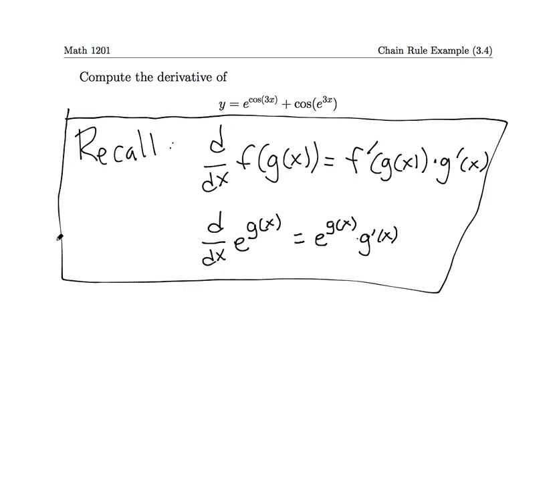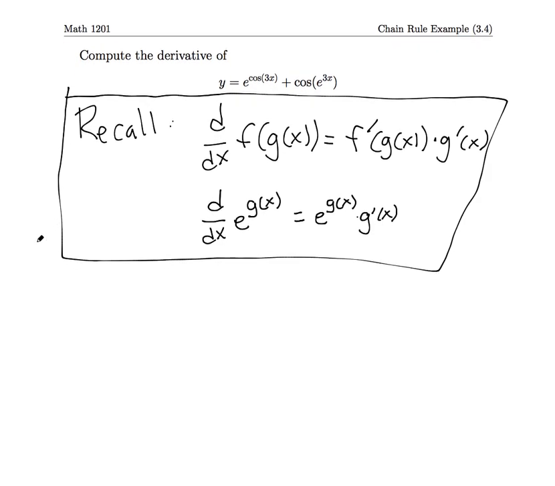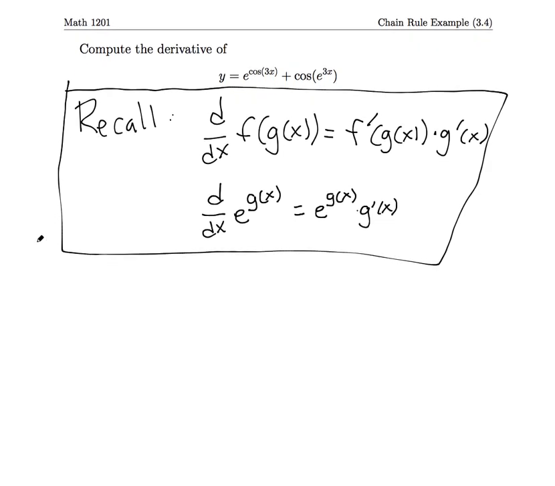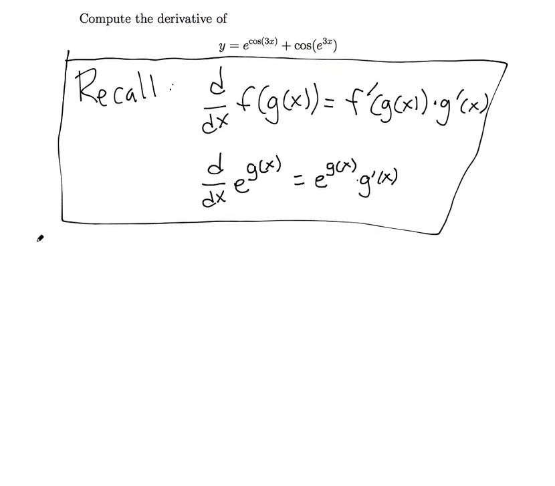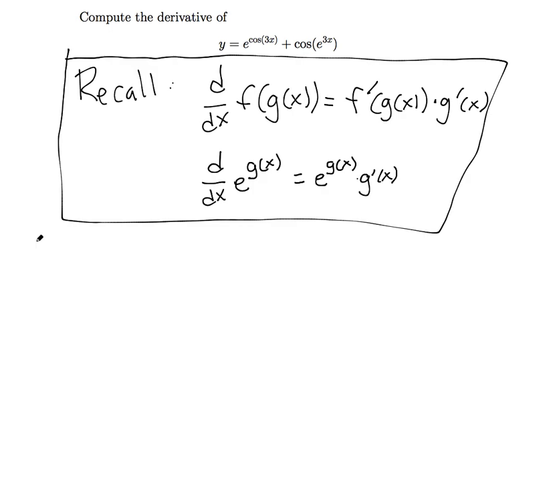Okay, and so now let's go ahead and apply those. Looking at our function here, we'll take the derivative of each term separately. I'll start by computing the derivative of e to the cosine of 3x. For that one, I'm going to use this second rule here because it matches that form.